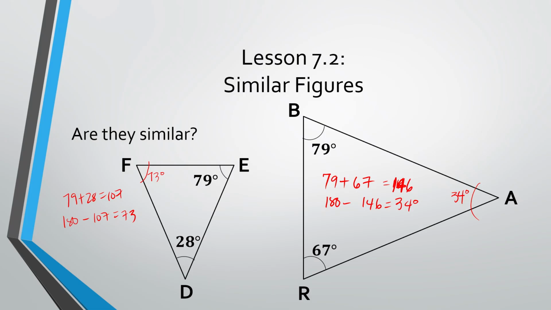So the question becomes, are they similar? Assume that the corresponding sides are proportional. Are they similar? No, they are not similar because, as you can see, one of these angles is congruent, but the rest of these angles are not equal. Therefore, they are not similar.